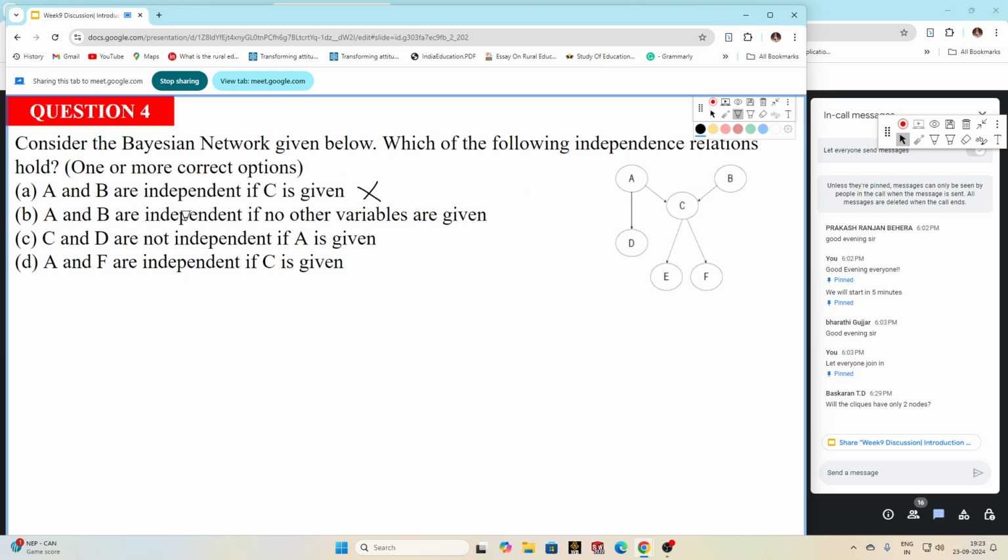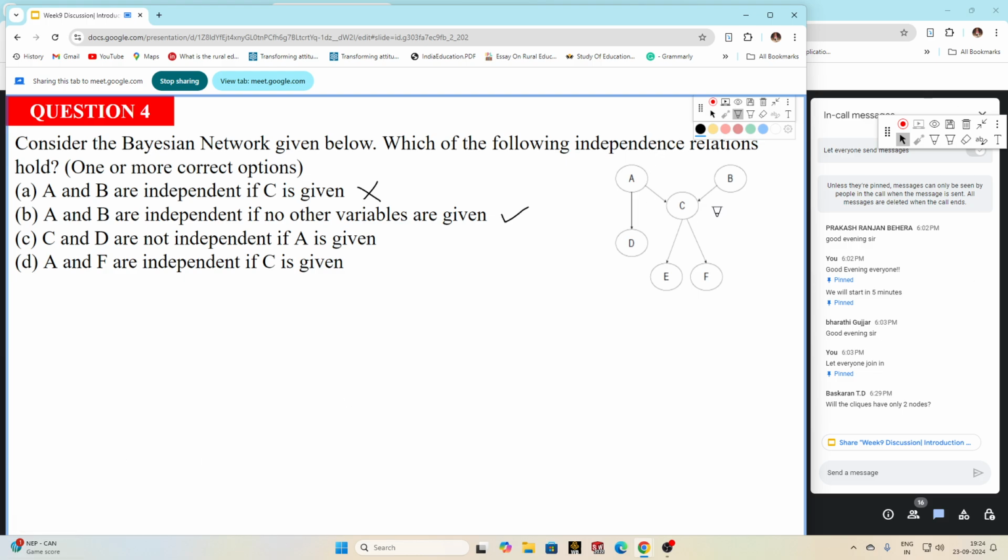Now, A and B are independent if no other variables are given. If no other variables are given, then A and B are independent. Yeah, that is true.